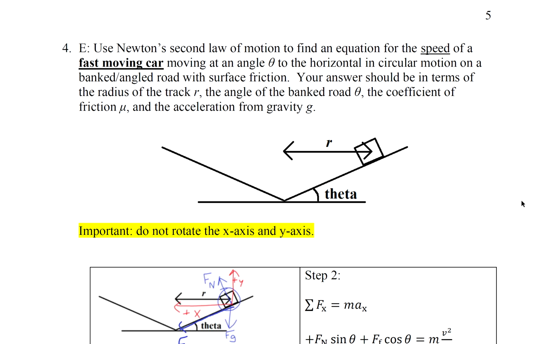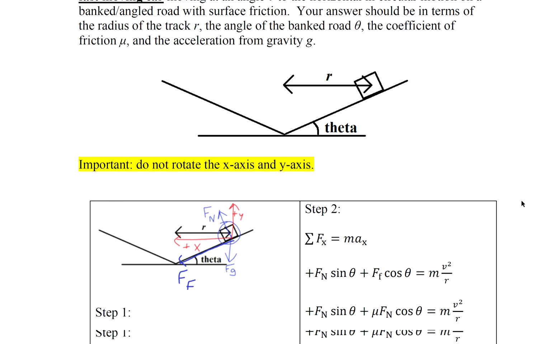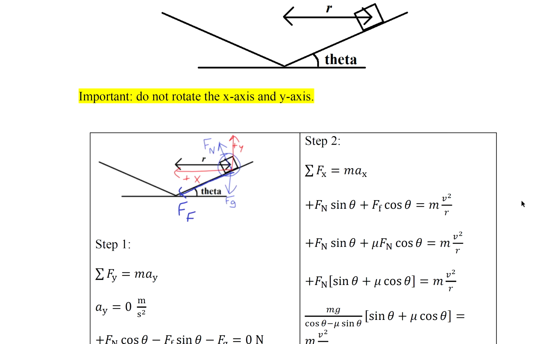Question 4. Use Newton's second law of motion to obtain an equation for the speed of a fast-moving car moving at an angle theta to the horizontal in circular motion on a banked or angled road with surface friction. So remember, question 3, the car was slow-moving, so force of friction was up the incline. In question 4, the car is fast-moving, so the force of friction is down the incline towards the center of the cone because the force of friction is going to stop the car from moving up. In question 3, the force of friction was going to stop the car from moving down.